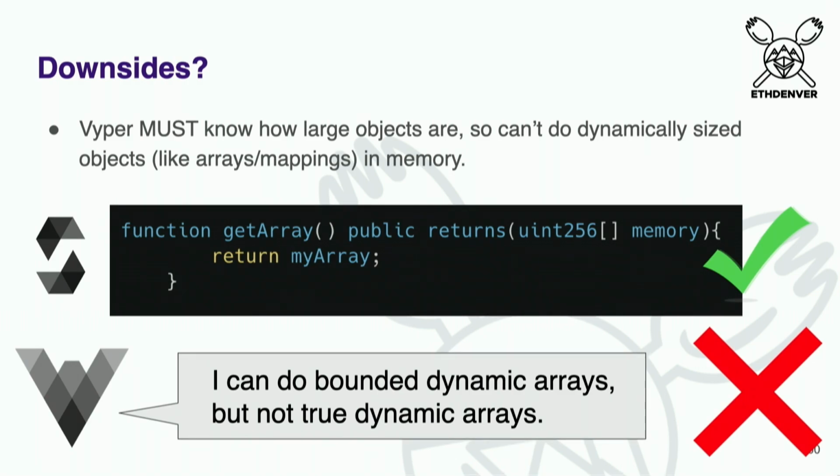So for example, in Solidity, I can have a function like this. Function getArray, public returns a uint256 memory array, return myArray, and that's a dynamic array that myArray that it's returning could be any size. Solidity can do that. Vyper cannot do that. Vyper has what's called bounded dynamic arrays. It can't have these true kind of uncapped size of dynamic arrays.